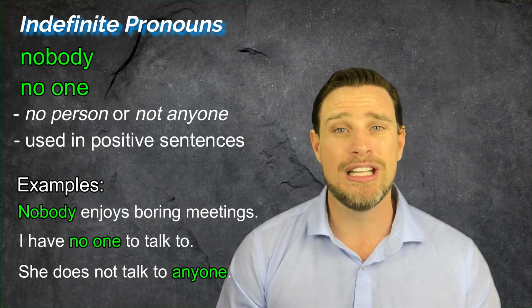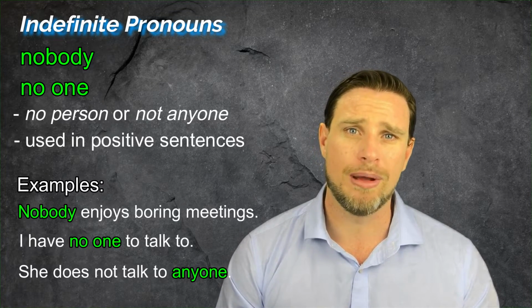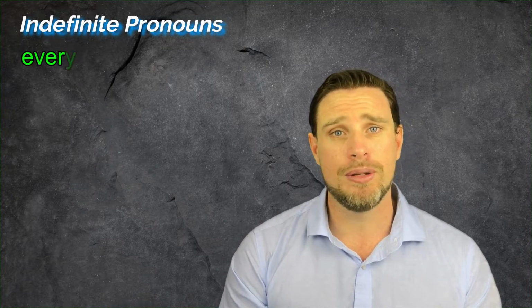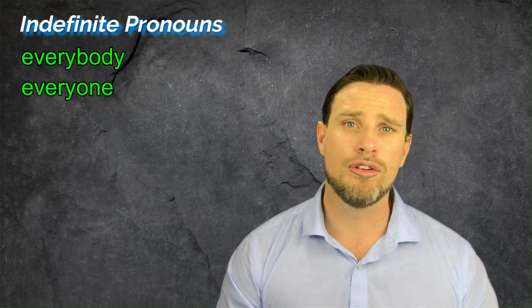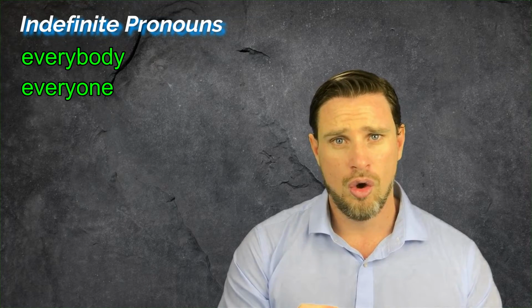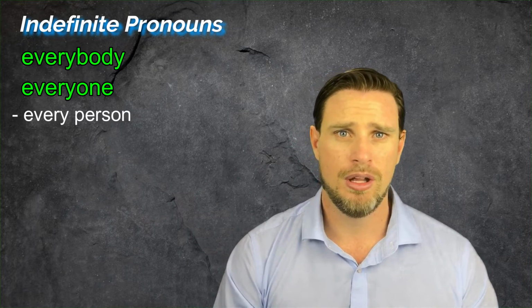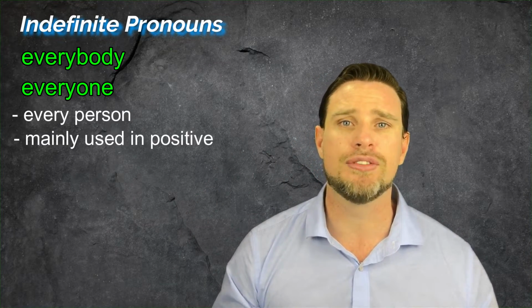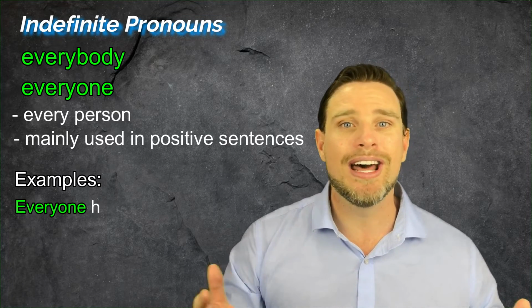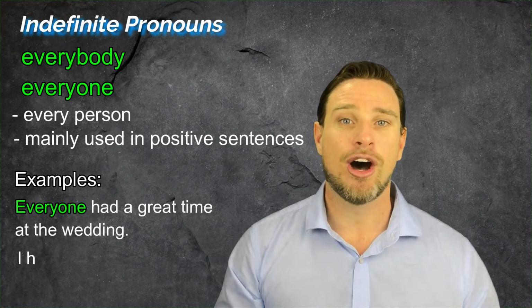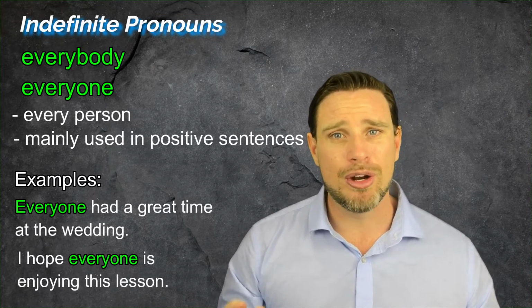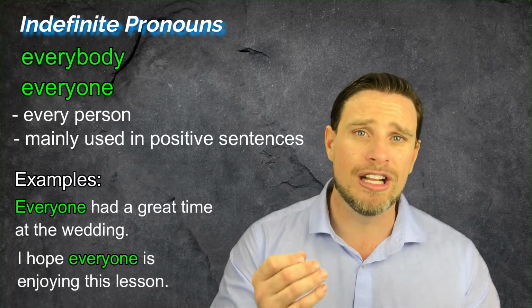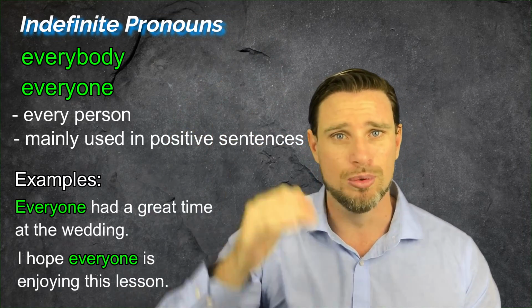And the last of the indefinite pronouns used to talk about people are everybody and everyone. These are used to refer to every single body or every person. They are most often used in positive sentences. Everyone had a great time at the wedding. I hope everyone is enjoying this lesson. I would like everybody watching this lesson to improve their English as quickly as possible.